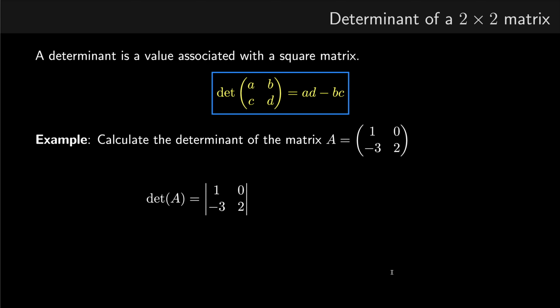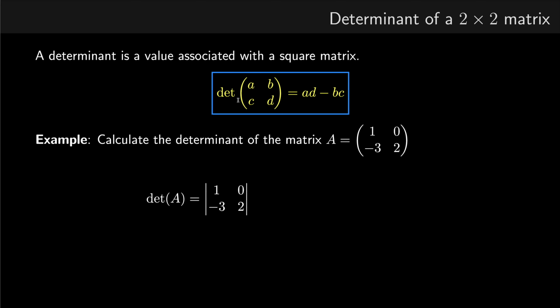I'm going to explain how to calculate the determinant of a square matrix. Now, a determinant is simply a value which is associated with a square matrix. For 2 by 2 matrices, this is quite easy to calculate. So here we have the definition of a 2 by 2 determinant.